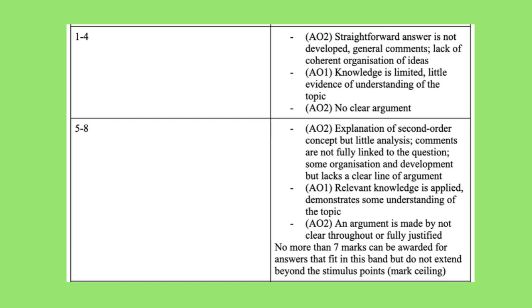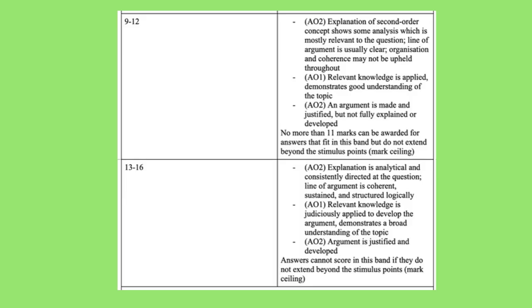These are the bottom 2 bands for this question. If you're scoring in these 2 bands, it might mean that the way that you answer the question needs a little bit more development. So you might need to be bringing in more evidence from your own knowledge. You might need to be linking your points back to the question. Or it might be that the examiner doesn't quite know what you're trying to argue, so maybe you need a clearer argument.